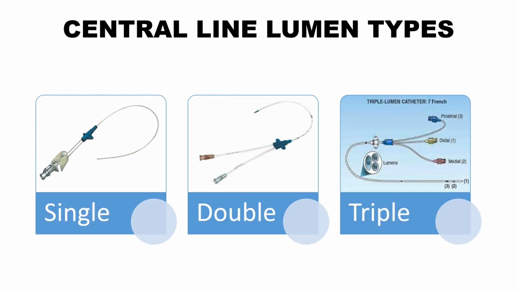Next we will see different types of central line lumen. One is single lumen, double lumen and triple lumen.